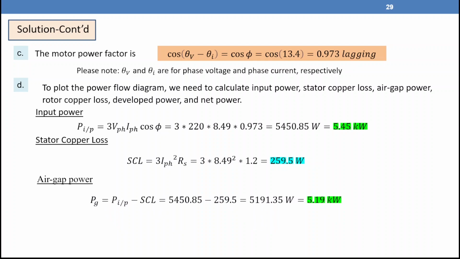For the air gap power, that one will be 3 I rotor square R rotor over S, or we can say that one is power input minus stator copper loss. If we use power input minus stator copper loss, that one will be 5.2 kilowatt roughly, but also we can use 3 I rotor square R rotor over S, which gives almost the same value.